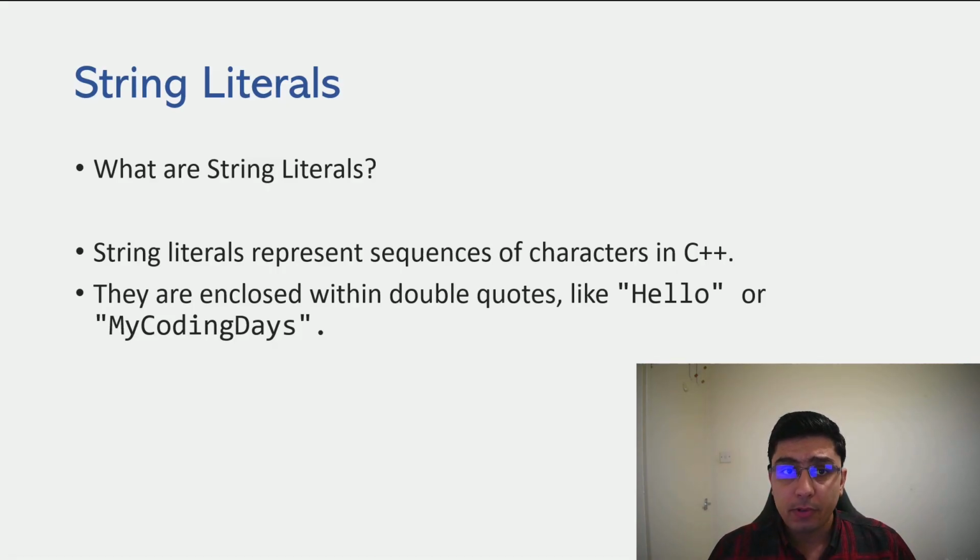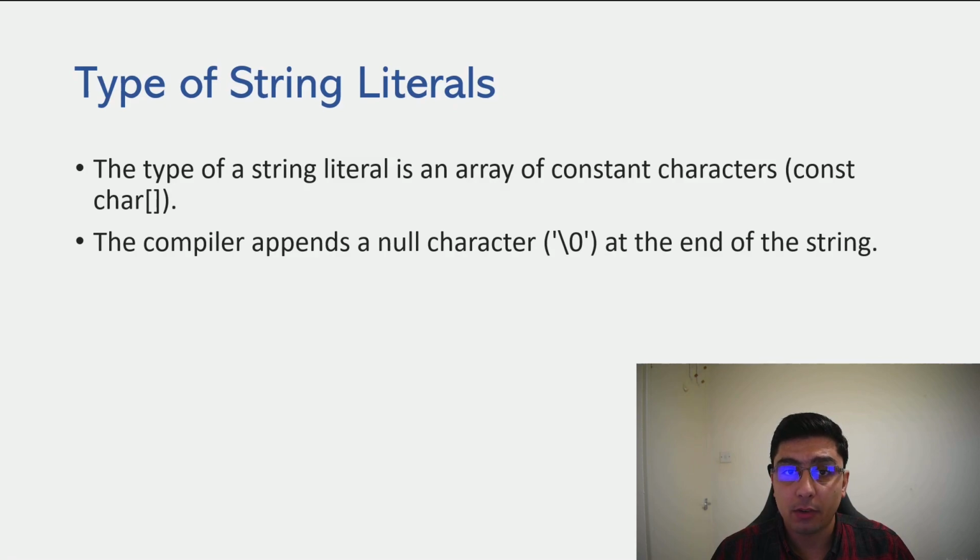String literals represent sequences of characters in C++. They allow us to work with text and words, making our programs more interactive and user-friendly. To denote a string literal, we enclose the sequence of characters within double quotes, like "hello" or "MyCodingDays". The type of a string literal is an array of constant characters. This array holds the characters of the string, and the compiler appends a null character, which is \0, at the end to mark the string's termination.